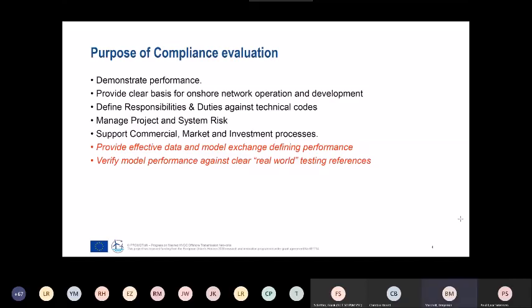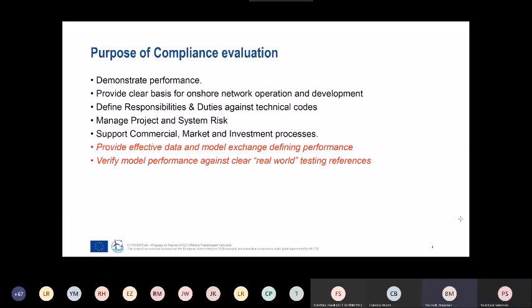Commercial market investment processes, very hard for a project to proceed into business as usual without a clear demonstration of its capabilities. Those in turn inform a variety of revenue streams. Most TSOs have processes which require the compliance evaluation as a key marker in the delivery of the project. So projects are not viable without this.